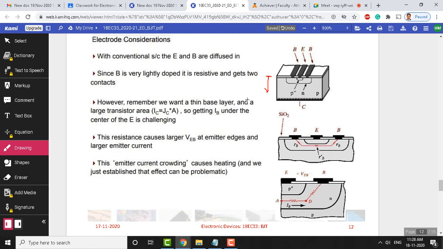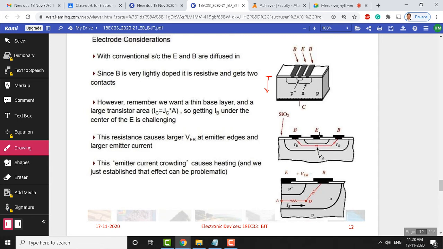Okay. Since the base is very lightly doped, it is resistive and gets two contacts here. So you can see here we can represent the base region with a resistance. This is the resistance which is offered by the base region of a transistor. Okay.